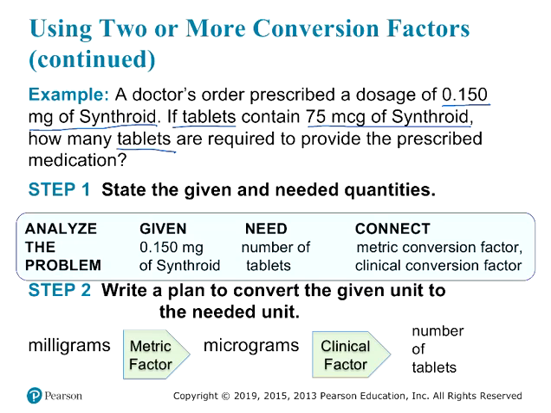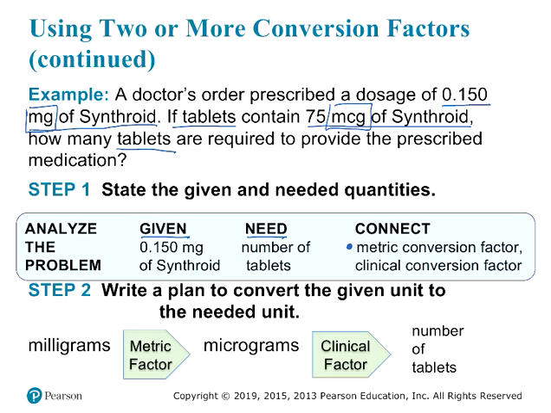So, okay, in this problem, we're told that we have a dosage of 0.150 milligrams of Synthroid. So that's our given. And we need the number of tablets that we need to take in order to get that dosage. Okay, so a couple of things are going on here. We're told that our dosage is in milligrams, but each tablet contains 75 micrograms. So we probably want to do a conversion between these two metric units. So that will be our first step. We're going to do a metric conversion between milligrams and micrograms.